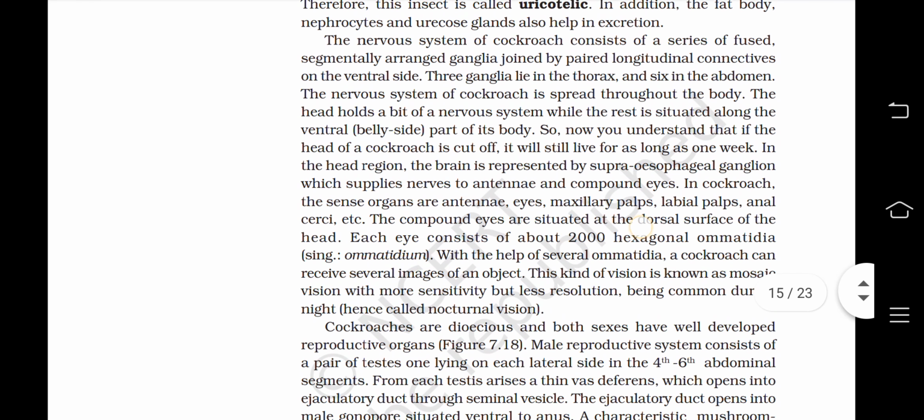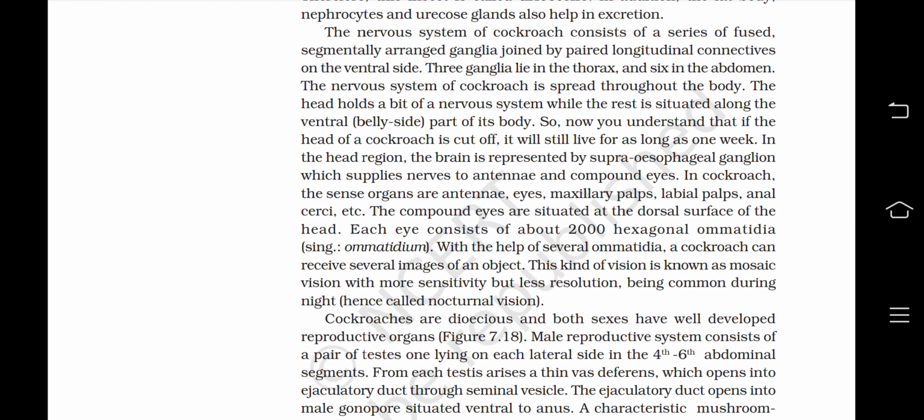The nervous system of cockroach consists of a series of fused, segmentally arranged ganglia joined by paired longitudinal connectives on the ventral side. 3 ganglia lie in the thorax and 6 in the abdomen. The nervous system of cockroach is spread throughout the body. The head holds a bit of nervous system while the rest is situated along the ventral or belly side part of its body. So now you understand that if the head of the cockroach is cut off, it will still live for as long as 1 week.